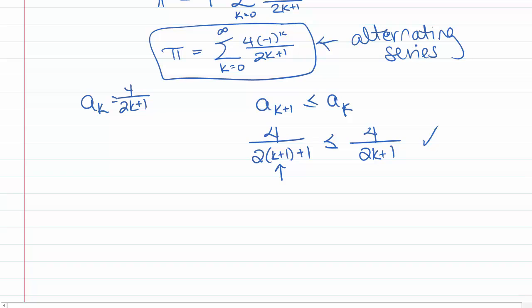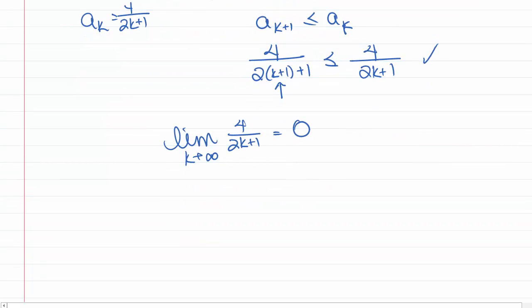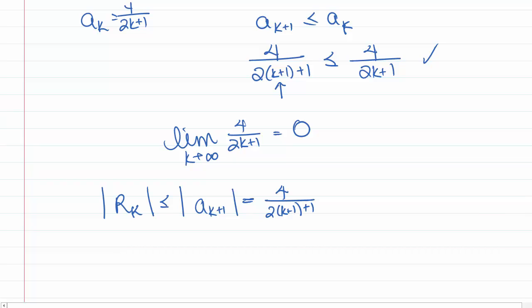And if we take the limit as k goes to infinity of the a sub k's, we can see that that goes to 0. So we're allowed to use our information about our remainders for alternating series. So we know that the absolute value of the remainder for the kth term is less than or equal to the absolute value of a sub k plus 1, which was equal to 4 over 2k plus 1 plus 1. And now we want to figure out what that means for n.